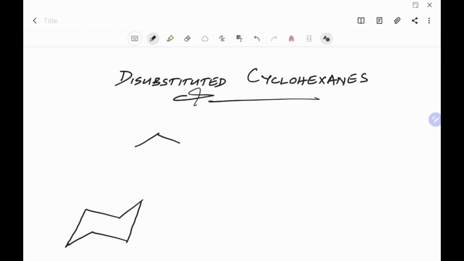Okay, so you can have the two substituents on the 1 and 2 carbon. Let's say this is X and Y. Or you can have the two substituents on the 1 and 3 carbon, right? So X will be on 1 and Y could be on 3.